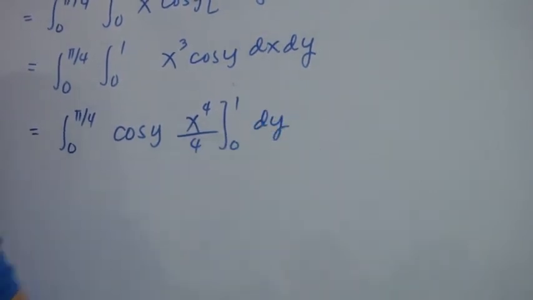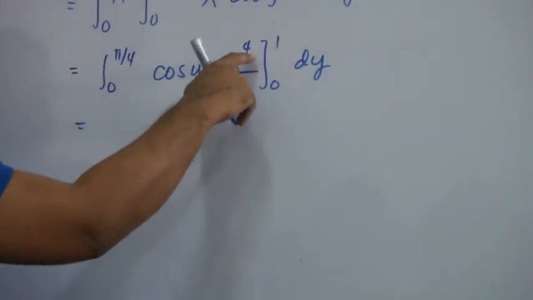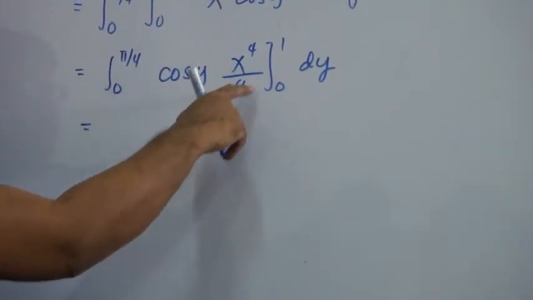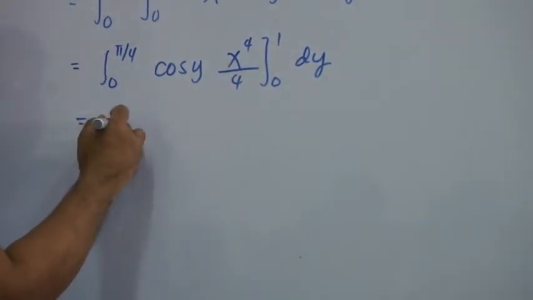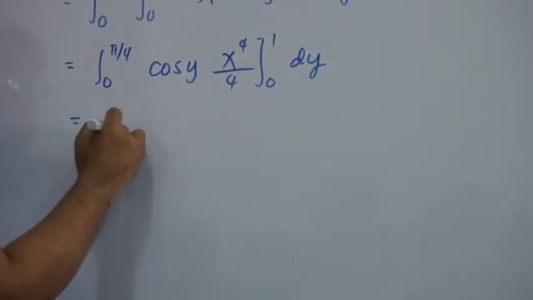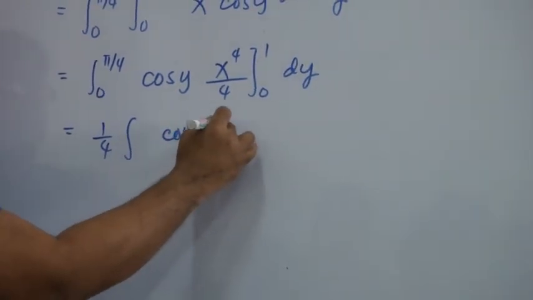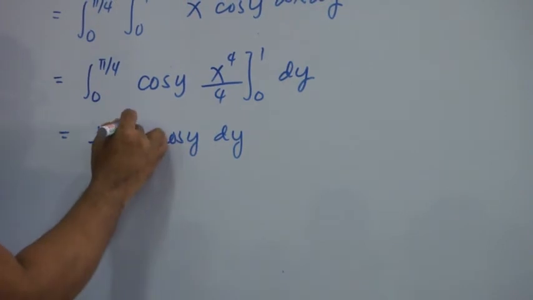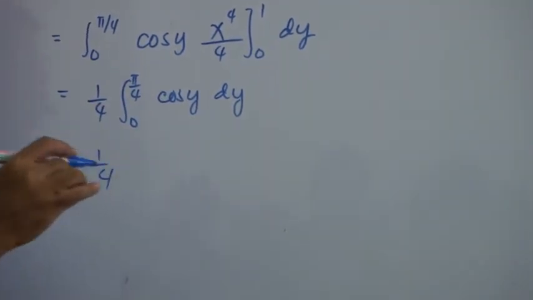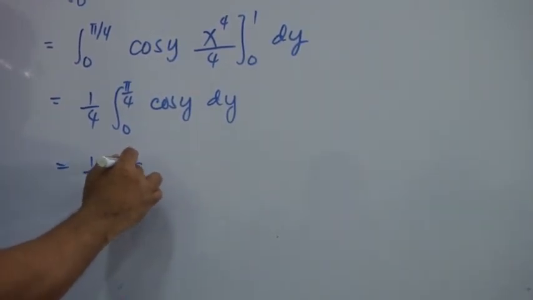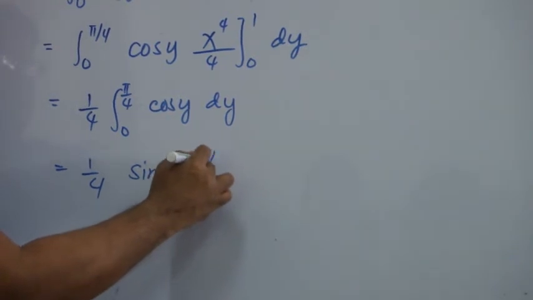Then we have with respect to y, okay? Then apply now the limits. What we have here now is 1/4, okay? Then 0 is 0 over 4, that is 0, okay? So in other words, this is now 1/4 times the integral of cosine y dy from 0 to pi over 4. So what is the integral of cosine y? That is sine y from 0 to pi over 4.